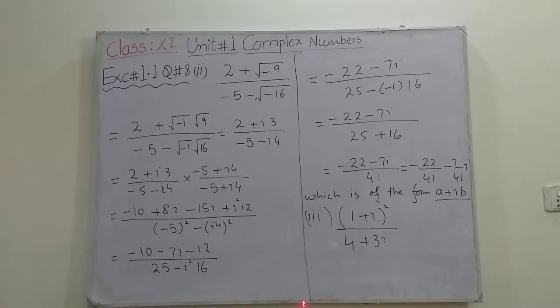Now my dear students, part third is 1 plus iota whole square whole divided by 4 plus 3 iota. I am leaving this part for you because you can do it easily. Hint is, first you have to solve this numerator by using a plus b whole square. Then you will get a simple complex number. After it, you have to multiply and divide by the conjugate of 4 plus 3 iota. Then you will get the required form a plus iota b.